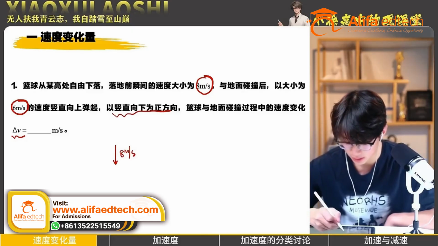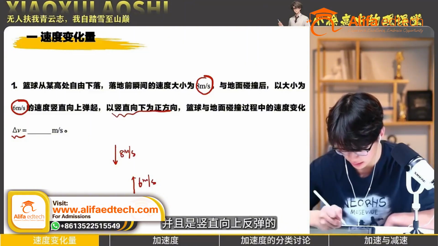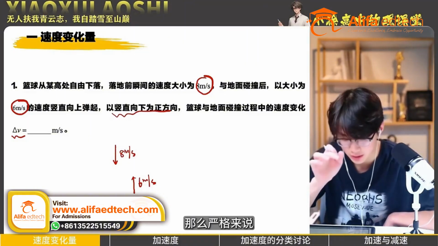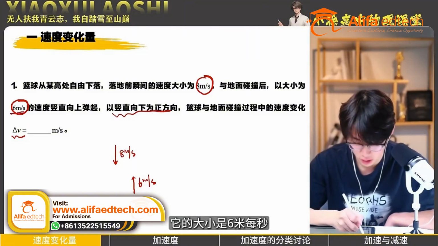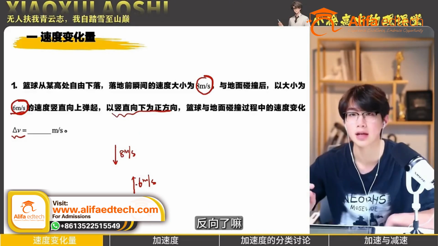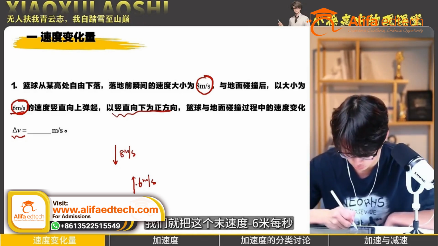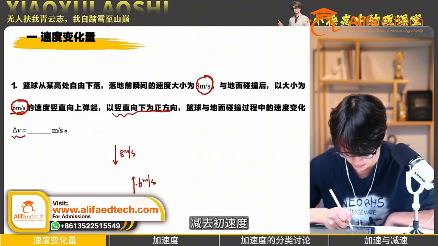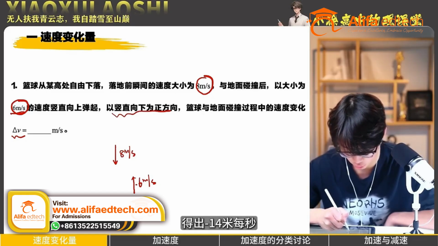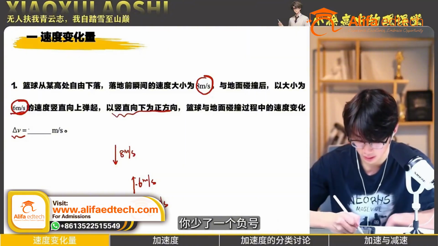It rebounds at a speed of 6 meters per second, bouncing vertically upward. So, strictly speaking, its magnitude is 6 meters per second, but its final velocity is negative 6 meters per second. It reversed direction, right? The velocity's direction is now opposite. So for the change in velocity, we take the final velocity, negative 6 meters per second, and subtract the initial velocity, 8 meters per second, which gives us negative 14 meters per second. This is the actual change in velocity. If you miss the negative sign, it's wrong.